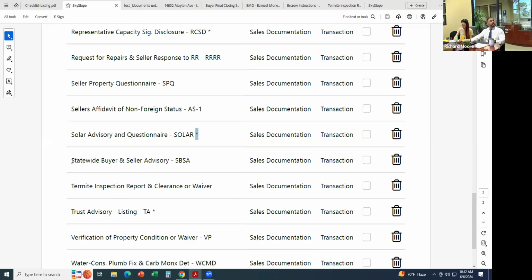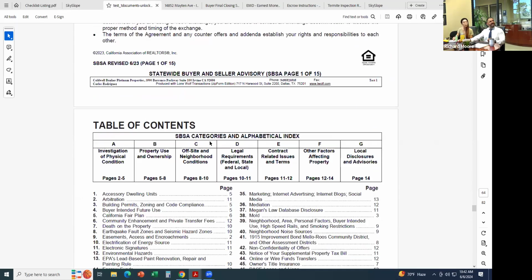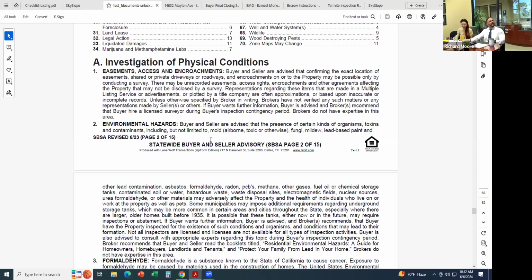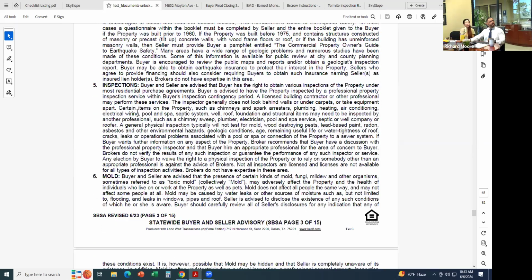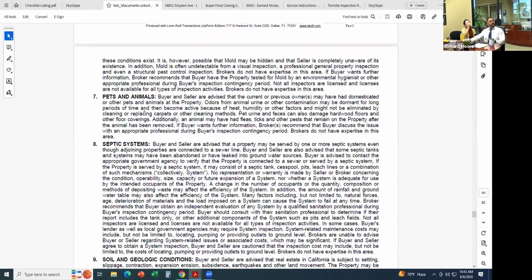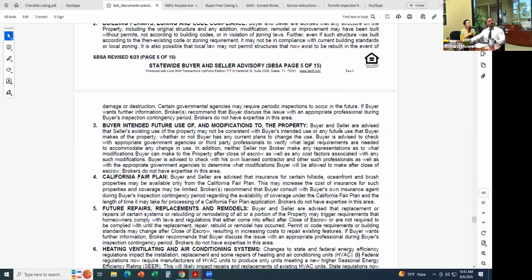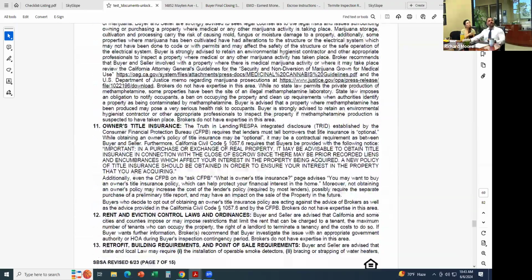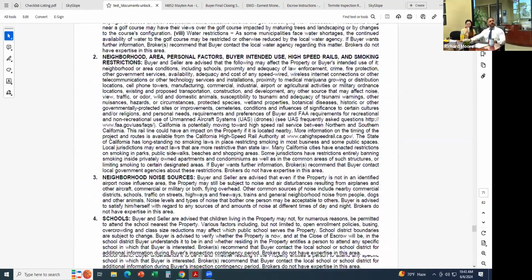But the next form is the statewide buyer seller advisory. This is like a 16-page book that they can read. Investigation of physical conditions, potential things that could be in the property that they can look for. It's a lot of reading. So both get it, buyer and seller? It should be provided by the listing side. But again, this is one of those forms that if they don't send it to you, have your buyer sign it and send it to the seller to get their signature as well, to the listing side. But this should be provided by the listing side.